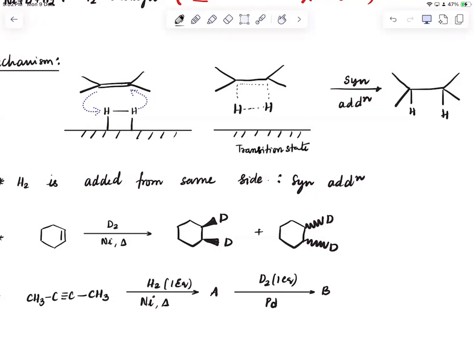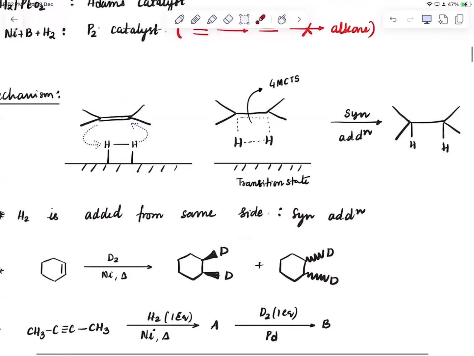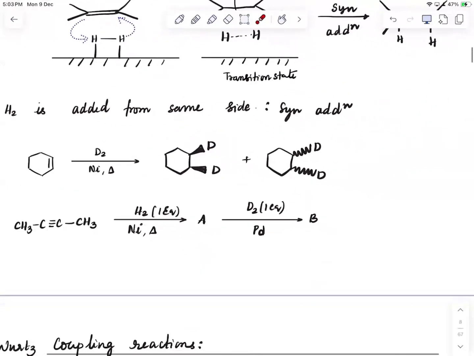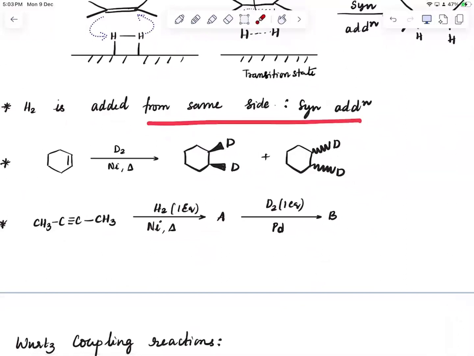In the transition state, you will notice that you are getting a four-membered cyclic transition state. MCTS, remember that word. MCTS means membered cyclic transition state. So this type of addition, if it is happening from the same side, is always called syn addition. So you notice that there is a syn addition happening here. So H2 is added from the same side. That's why it is called syn addition.